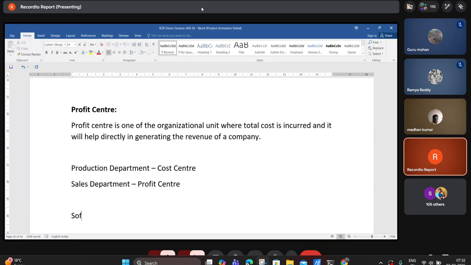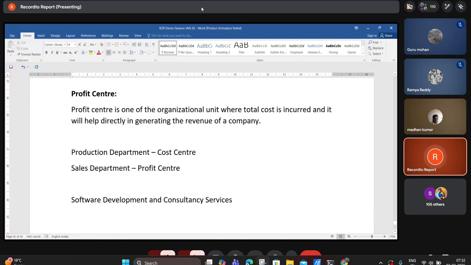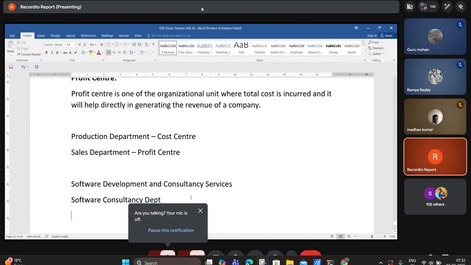Let me give one more example. My company is into software development and consultancy services. So there are two departments here: the software consultancy department, and we have the security department. So which one will be the cost center and which one will be the profit center, guys?